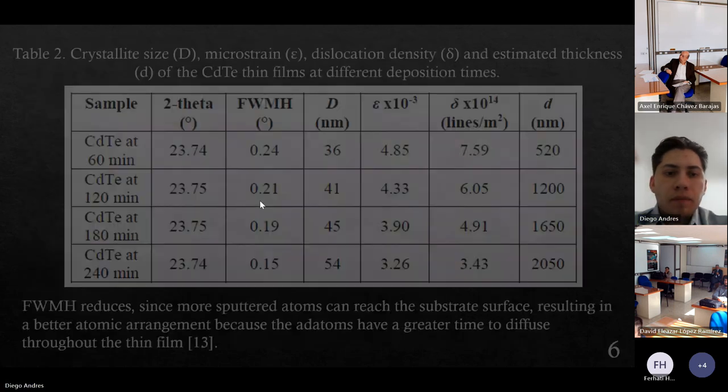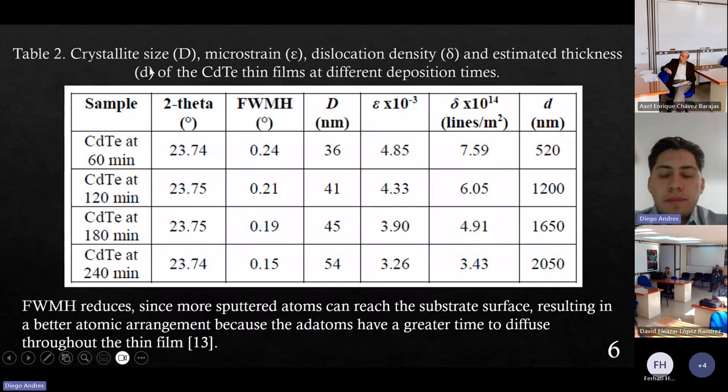Afterwards, we used the Debye-Scherrer equation to calculate crystallite size, giving us a maximum of 54 nanometers. This happened because as the full width at half maximum reduces, more sputtered atoms can reach the substrate surface and it has a better atomic arrangement. That's why it has more time to diffuse throughout the film. And that's why we obtained a 54 nanometer crystallite size for the thickest film of 2 microns.